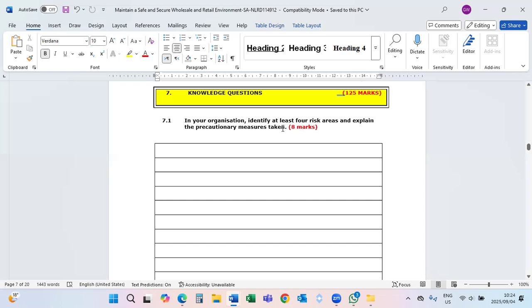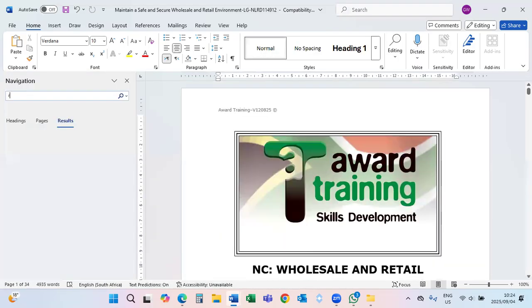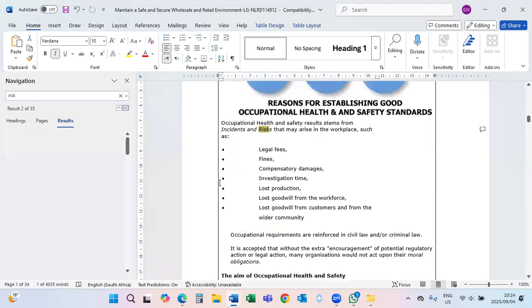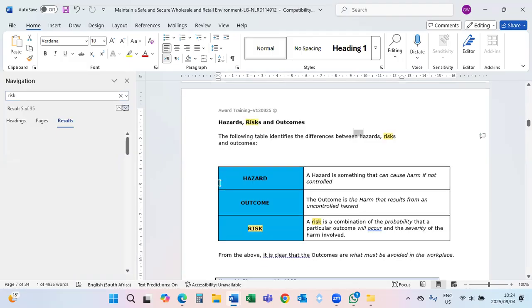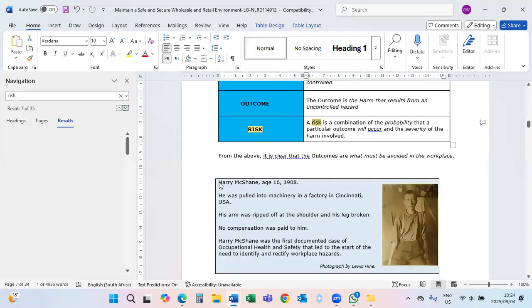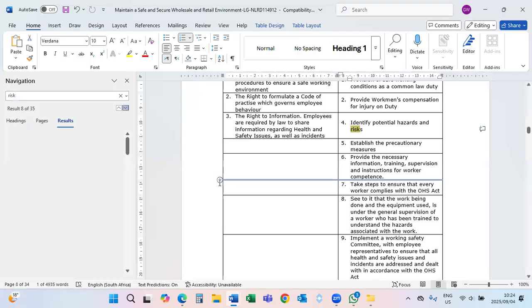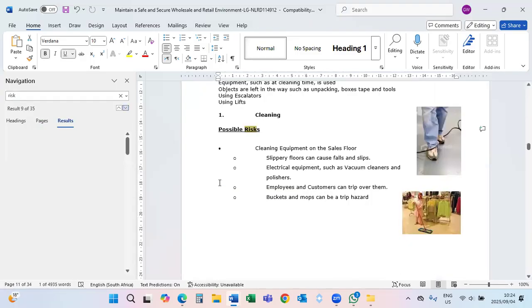I will sign there. So the first question is, in your organization, identify at least 4 risk areas and explain precautionary measures taken. Let's have a look at the learner guide. Let's go and look at the word risk, to get some sort of idea. Okay, so there's some possible risk areas here.